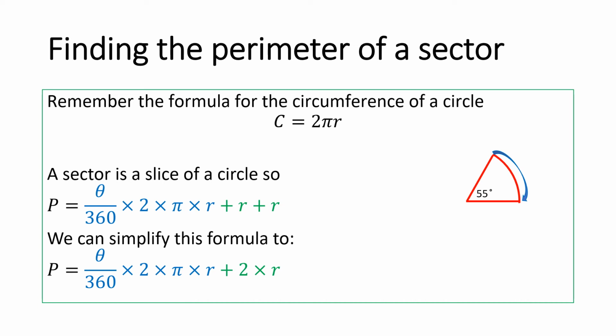And then the plus r is for the 2 radius. Because remember, when you're finding the perimeter, you have to go right around the outside of the shape. Now we can simplify this formula to theta over 360 times 2 times pi times r plus 2 times r.